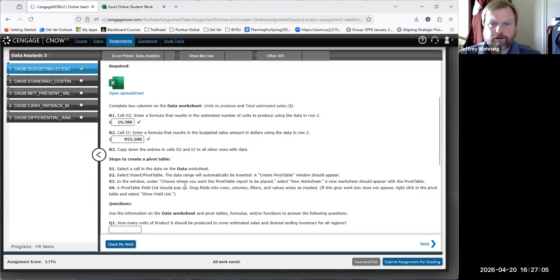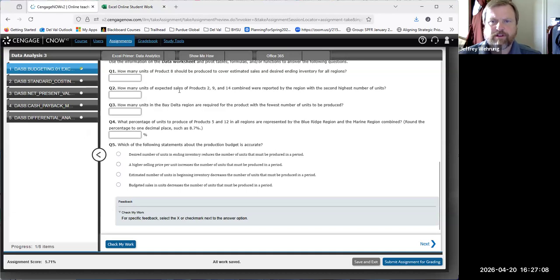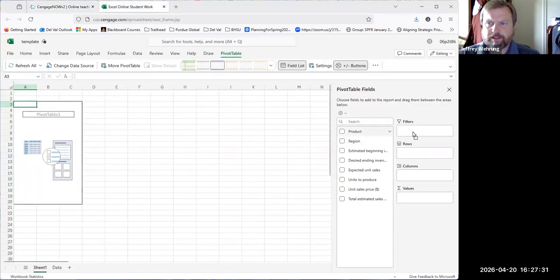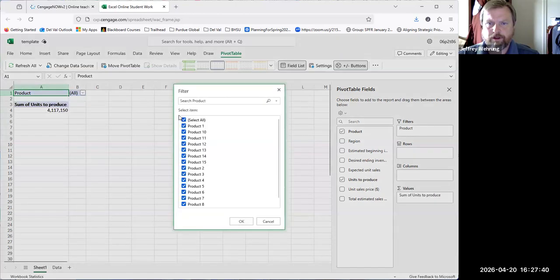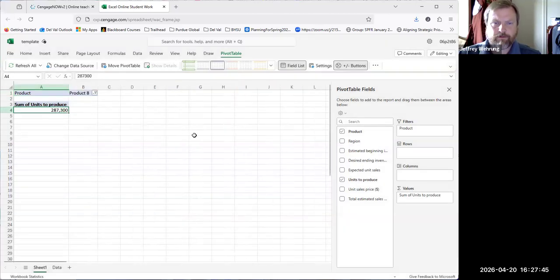Okay, so let's look at what they're asking for. Question 1, how many units of product 8 should be produced to cover estimated sales and desired ending inventory for all regions? So we know we're going to have to include product 8, and that can just be a filter. We're just going to filter for product 8, okay? And we're looking for the total number to produce that'll cover sales and desired ending inventory. So we can put our product in the filter, and our units to be produced can be our value. And we can filter and just look at product 8, and this will give us our total number right there.